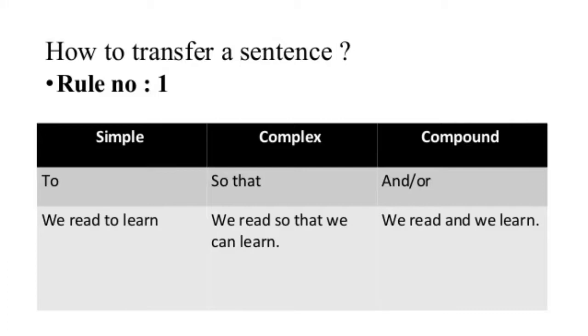Understand properly, children. In rule 1, in simple sentence with to, in compound sentence with the coordinating conjunction and or, in complex sentence with the subordinating conjunction so that. So this is the rule 1. Let's see the exercise for rule 1.